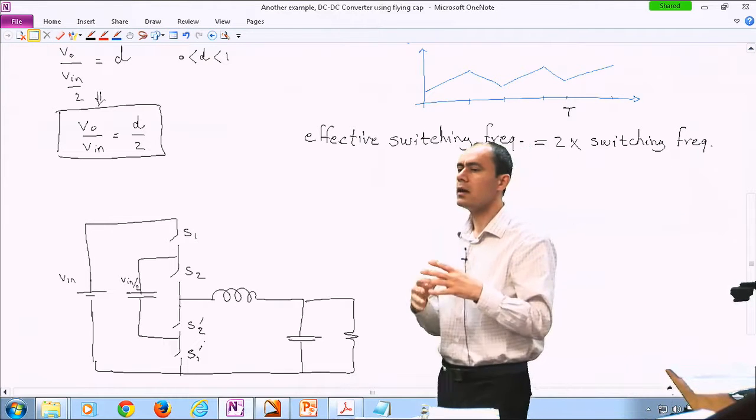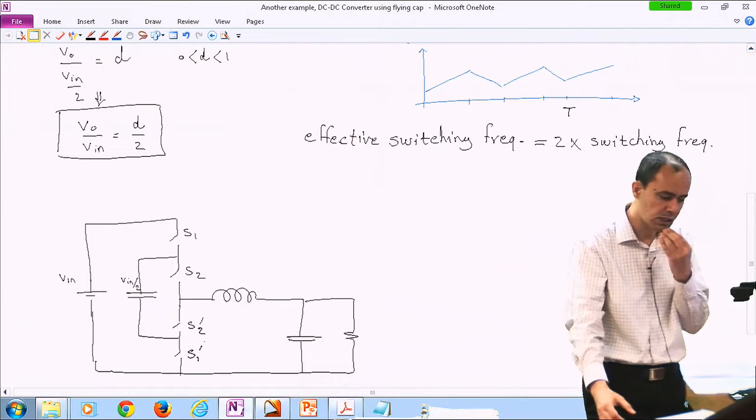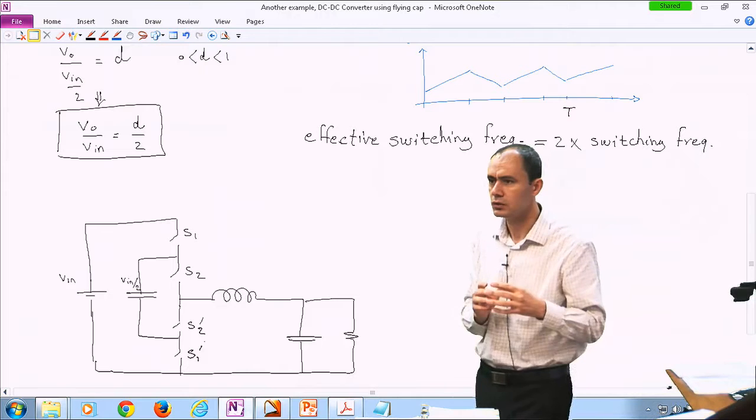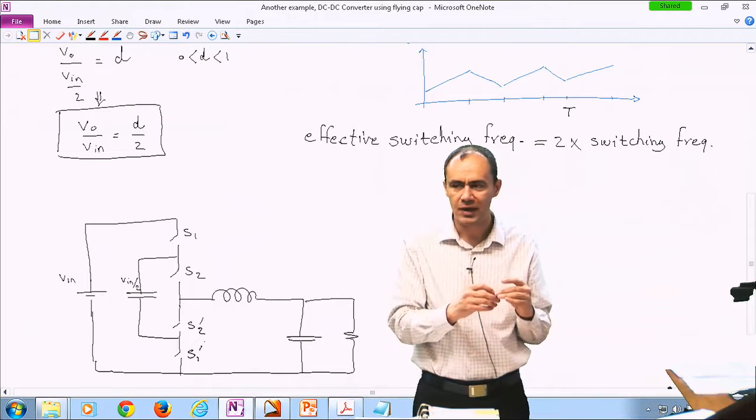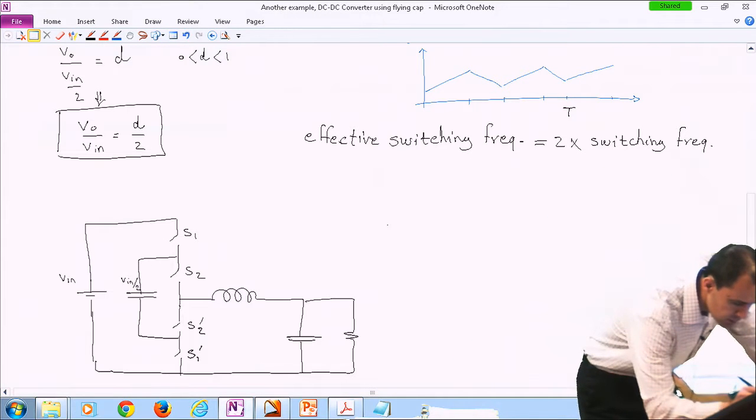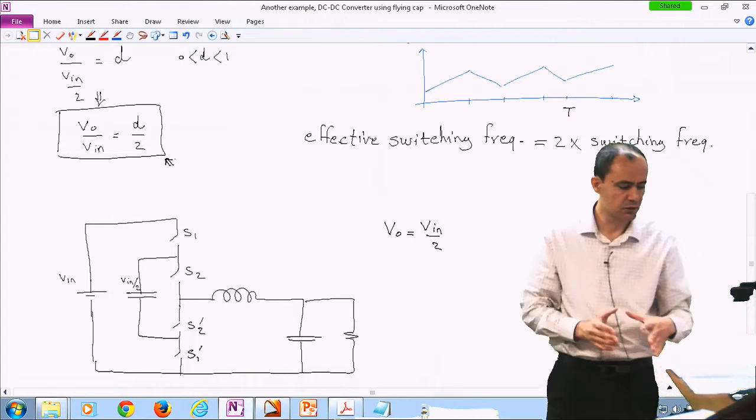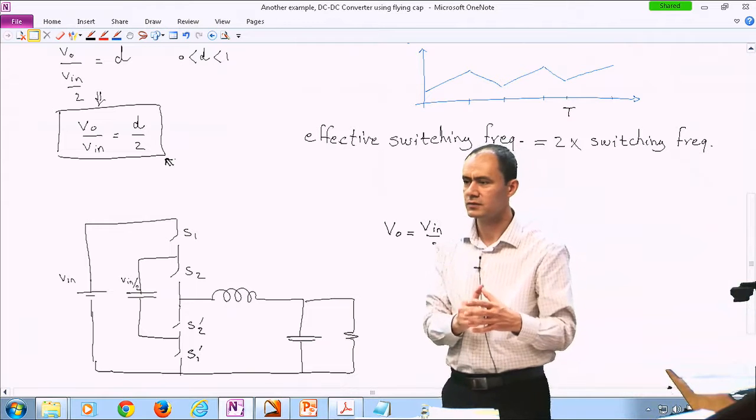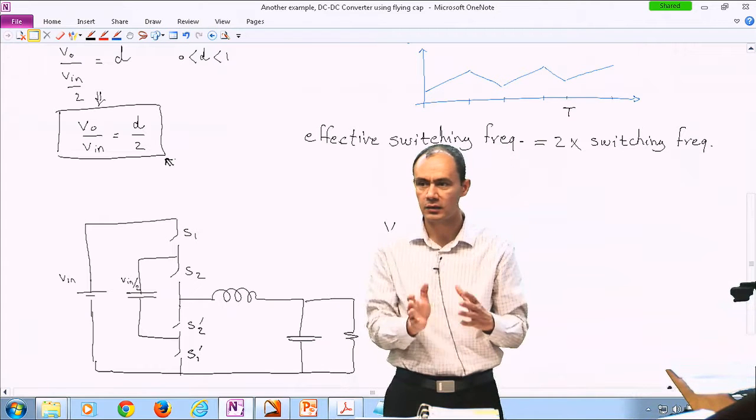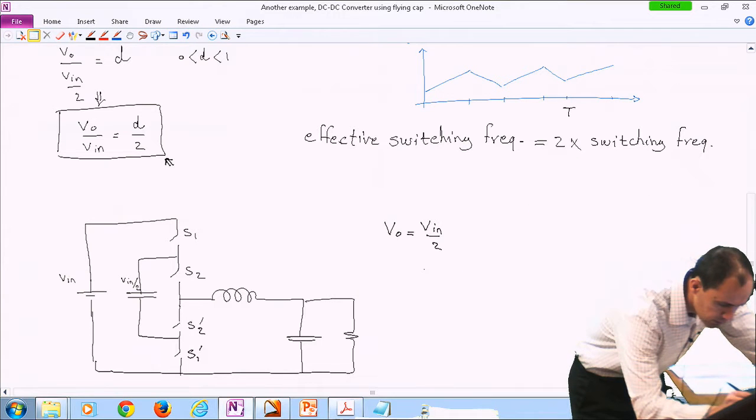Okay, now I'm going to introduce another switching scheme. Let's say our objective is to have an output voltage that is Vin over 2. So our objective is Vout should be Vin over 2. Going back to this duty cycle, we realize that for the output voltage to be half of the input voltage, the duty cycle should be 100%. What does that mean? That means your switching pattern is like this.